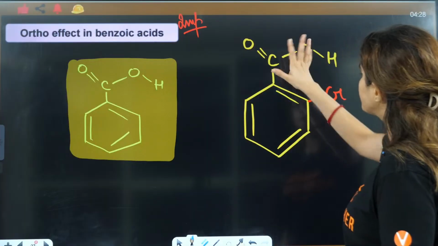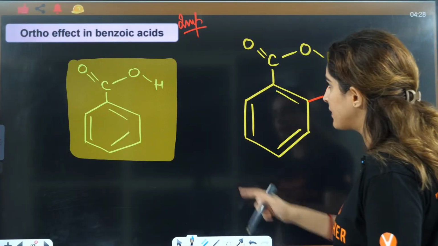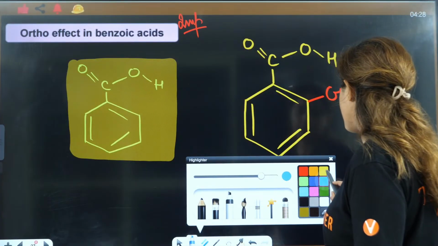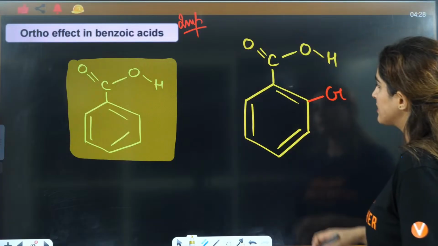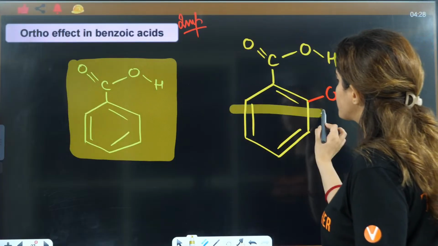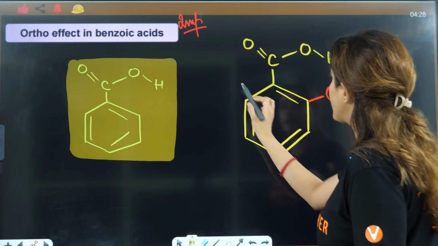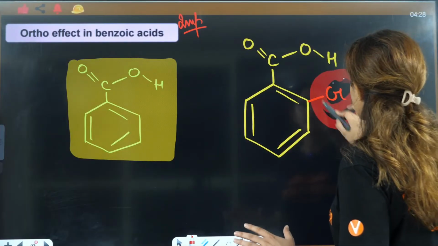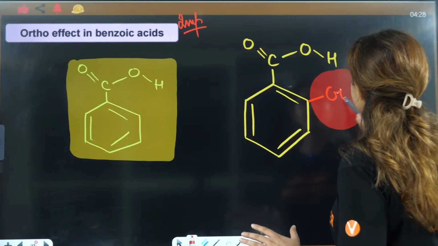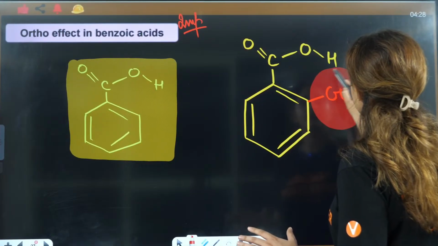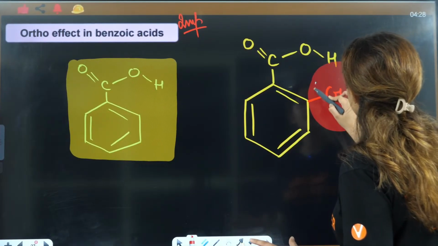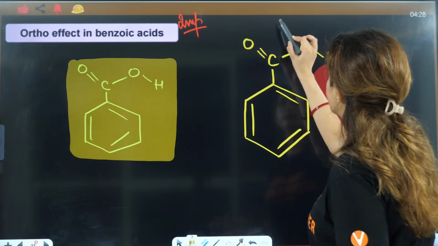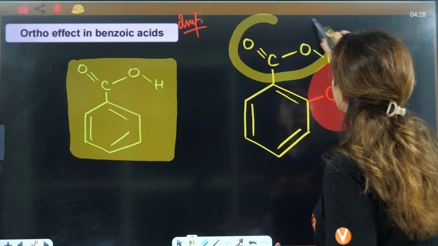So this is the group, this is COOH. Now see what will happen. Earlier it was in the same plane. Now see this, very important. This plane is going to change. I'll tell you how. This is a very big group. This group will create steric repulsions here. This is also a very big group.